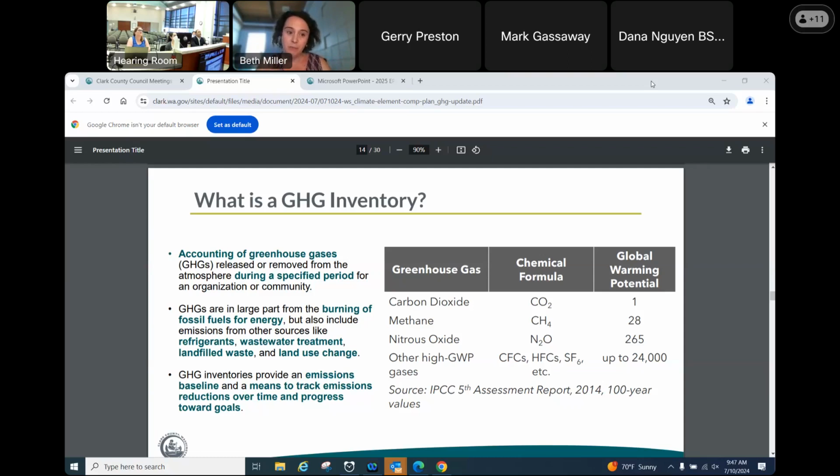So the purpose of this inventory is to provide a baseline so that you understand what the situation is before you go in and make reductions. So you know where the hot spots are. You can see where the low-hanging fruit is. You can understand where you start so you can see where you go. So you can actually track your progress through time.